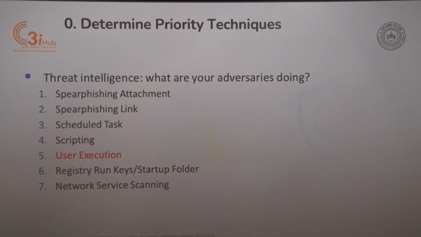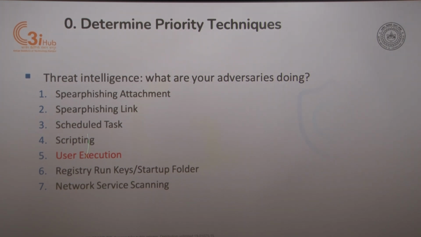If you remember, in the last class on APT 39 and Ocean Lotus, we analyzed the TTPs between APT 39 and Ocean Lotus and found a set of overlapping TTPs. So we will assume that our victim organization has a significant threat from the Ocean Lotus and APT 39 groups. So we will focus on the set of techniques which has been used by both of the groups.